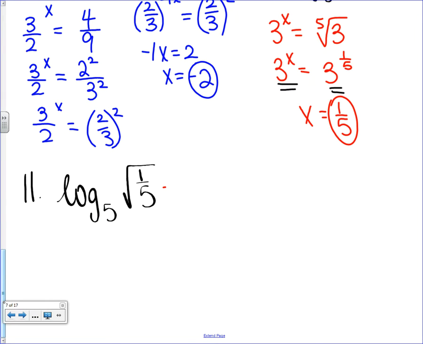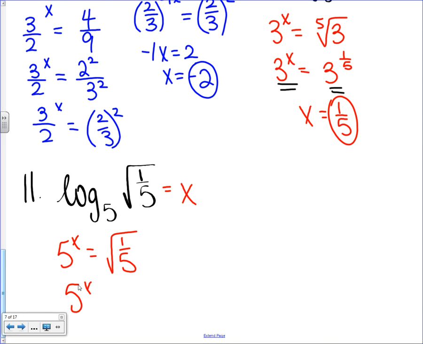Let's try that again. Let's set that thing equal to x, and let's rewrite it so it looks like that. Now that's under a square root. Well, you know that a square root is the same as a 1/2 power.